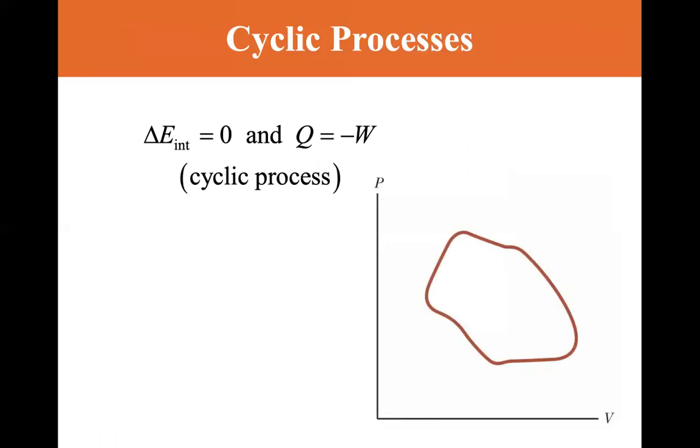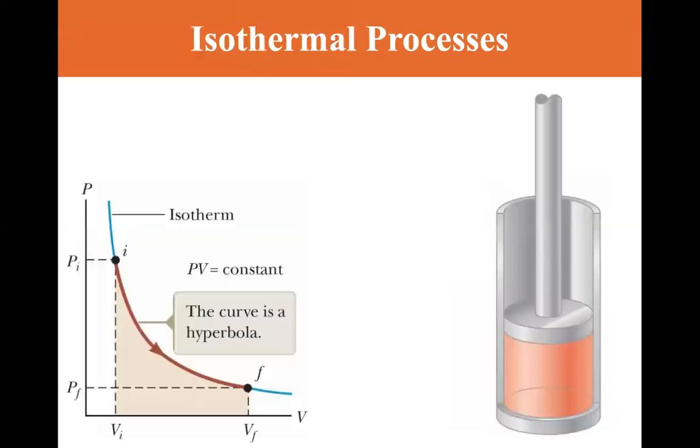So when the change in internal energy is zero, then the amount of heat is equal to minus the work, and it's going to equal out. So as you traverse this path, there's no change in internal energy. This is a cyclic process. Okay, now let's talk about isothermal processes.